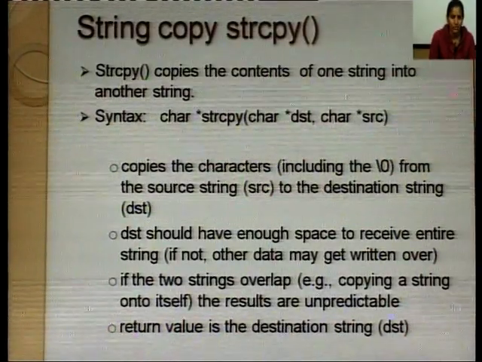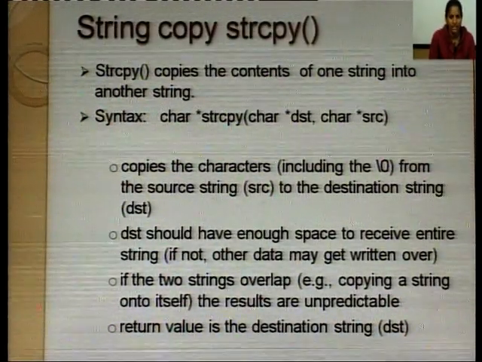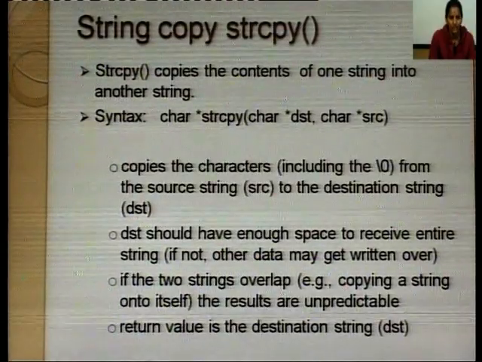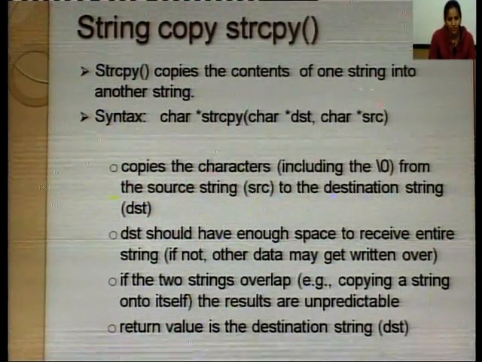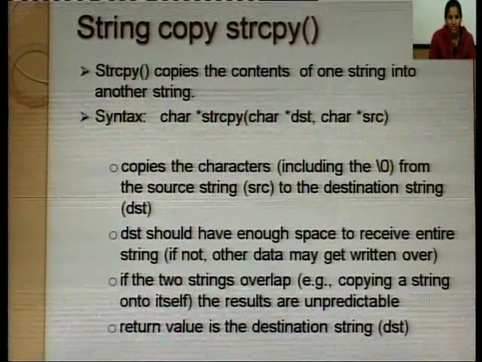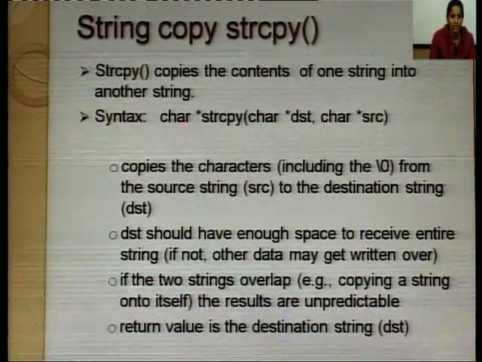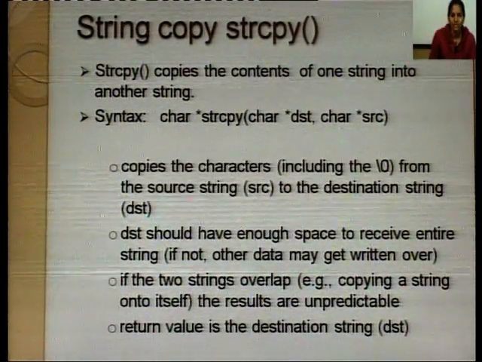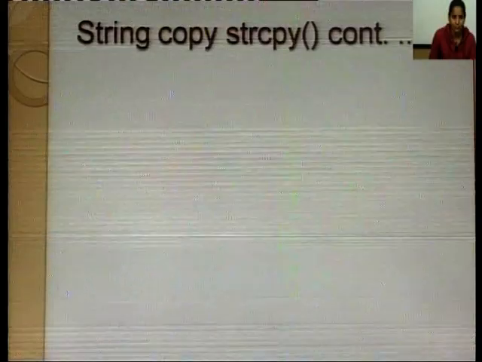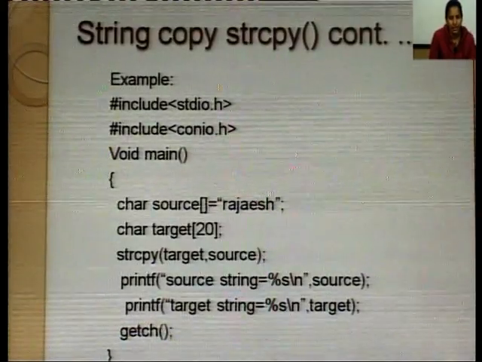The destination should have enough space to receive the entire string. If not, other data may get written over. If the two strings overlap, for example copying a string onto itself, the results are unpredictable. It returns the value of the destination string. So let us look at the example.